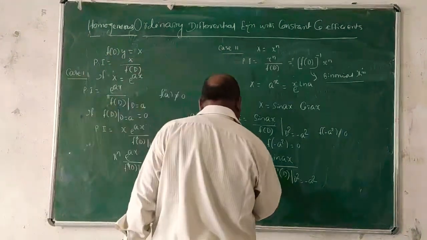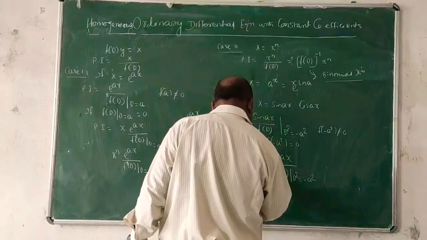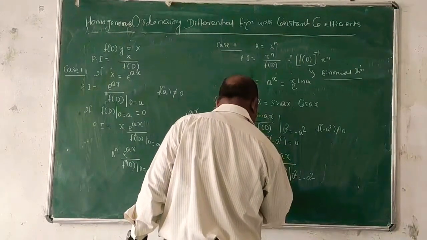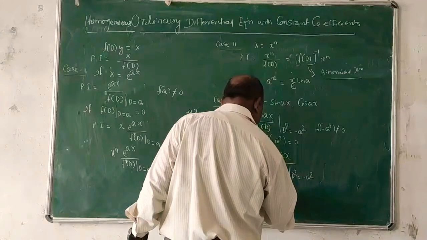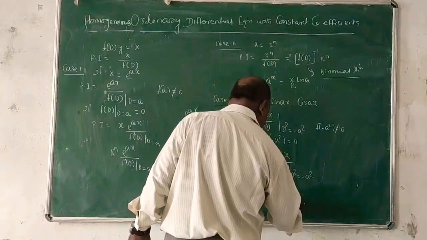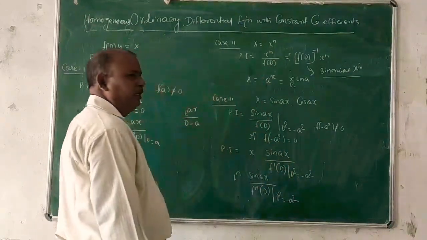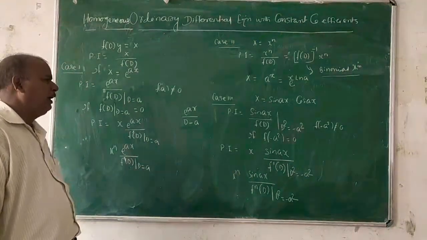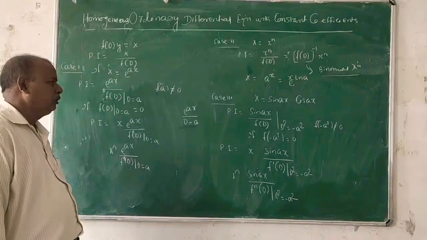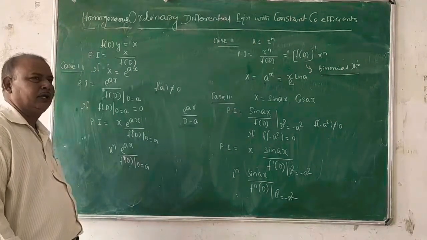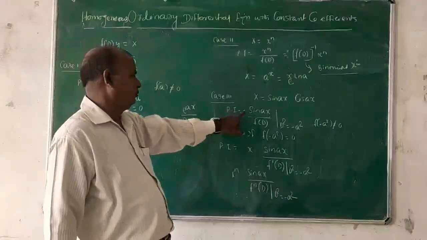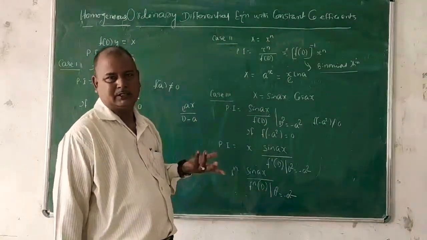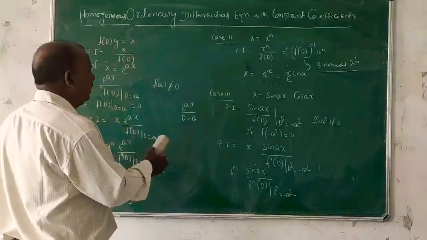So generally I can write the formula: x to the power n into sin(ax) by f_n(D) at D² equal to −a². This is the general formula for finding the particular integral if it is sin(ax). Like that, if it is cos(ax), you only change sin(ax): instead of sin(ax), you take your cos(ax). Okay? So I can write like this.